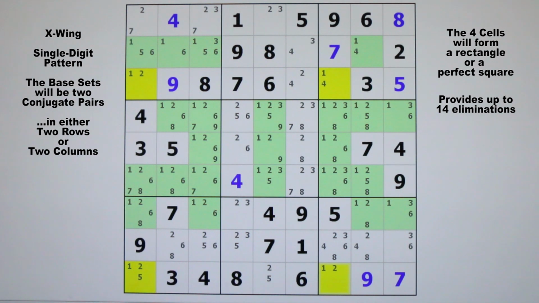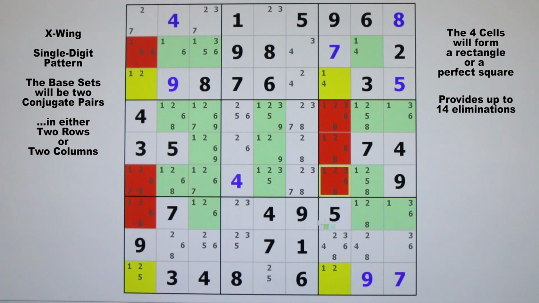And don't forget, these X-Wings will always form a rectangle or a perfect square. This one happens to be a perfect square because you can see there are exactly 5 cells in between all those 4 highlighted yellow cells. Now the eliminations this time are going to be made in the columns because the base sets are in the rows. And let's see, where are the candidate 1s in those 2 columns, which would be column 1 and column 7. So there's one here, here, here, and there's one here, here, and here. So we can eliminate all those candidate 1s out of those red colored cells. I'm doing that right now, but now I want to do something else. Let's get rid of these colors.